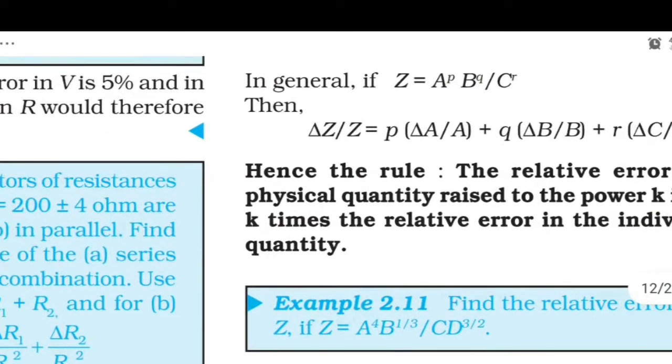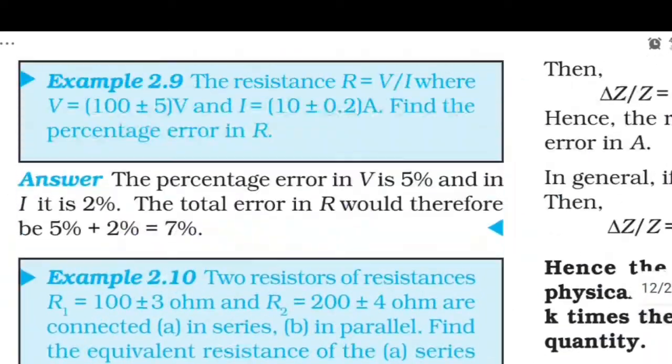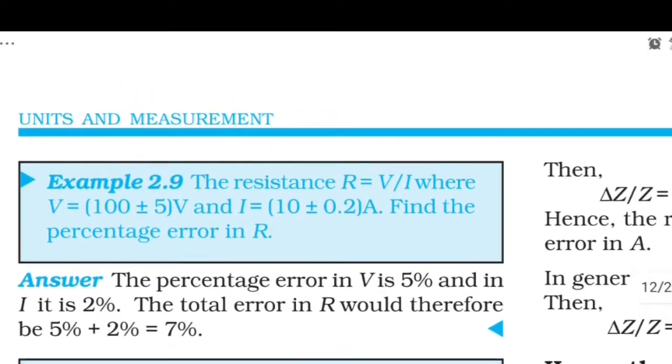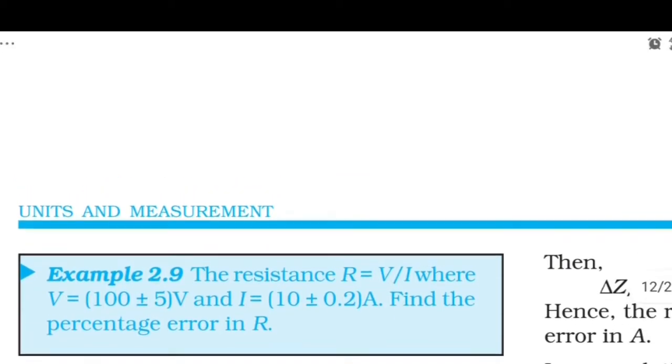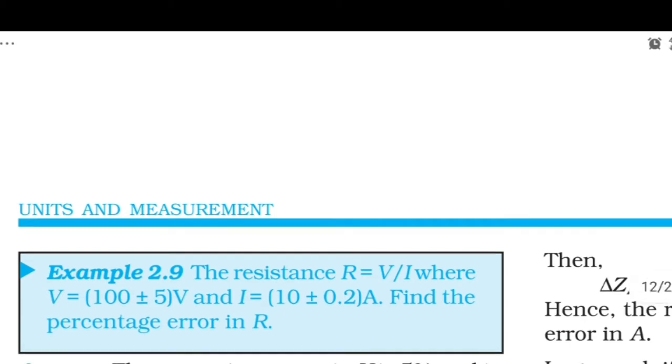Now we'll go back to 2.9. 2.10 we are not doing now. 2.9 we will do. The resistance R equal to V by I, where V is equal to 100 plus or minus 5 volt and I is equal to 10 plus or minus 0.2 ampere. Find the percentage error in R.